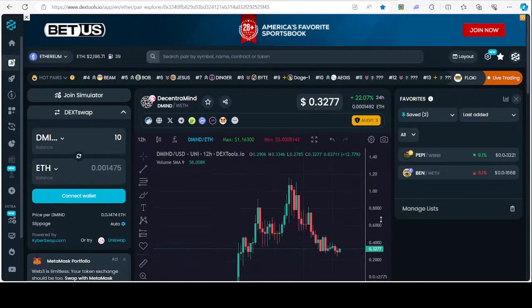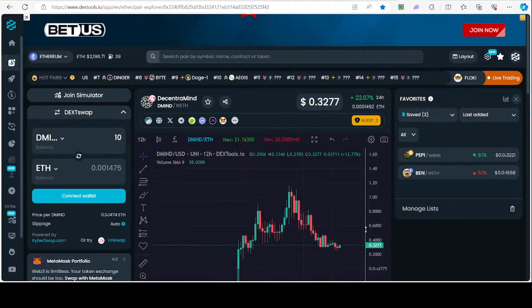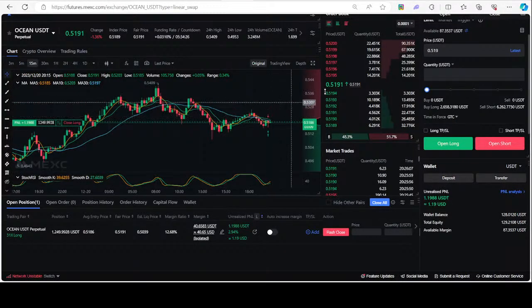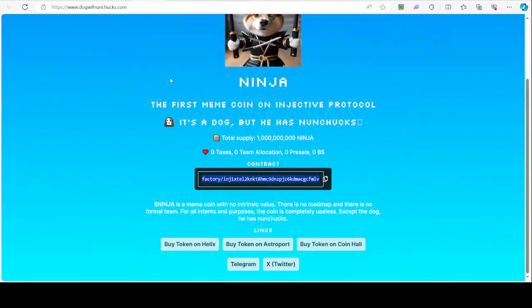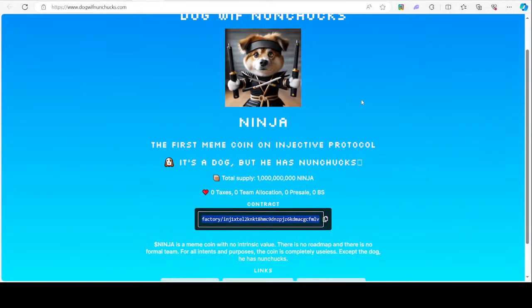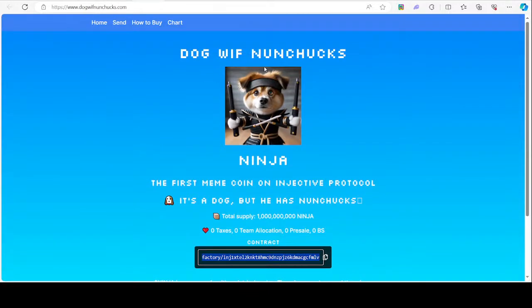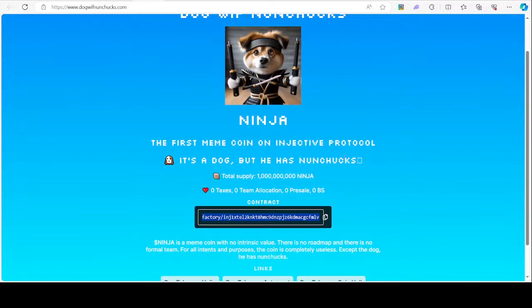Hold on, let's see. But yeah, Engine's a strong coin, man. Engine's going to lead most of the bull run for sure. This is an interesting NFT, a dog with nunchucks. When you buy it, it's a meme coin, but that's the address. Factory Engine, that's the address.